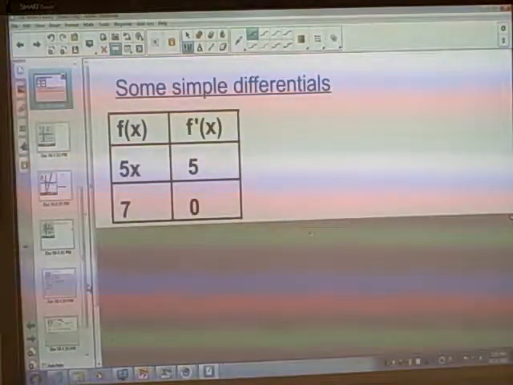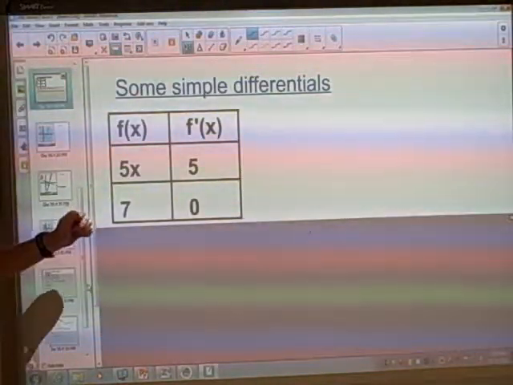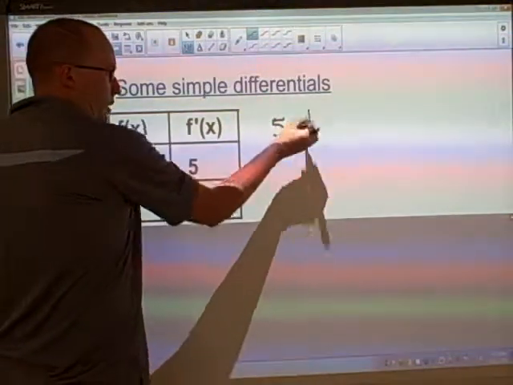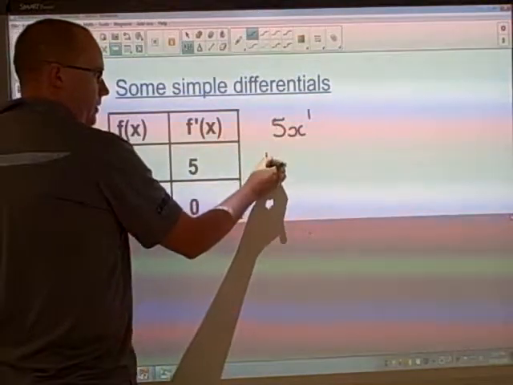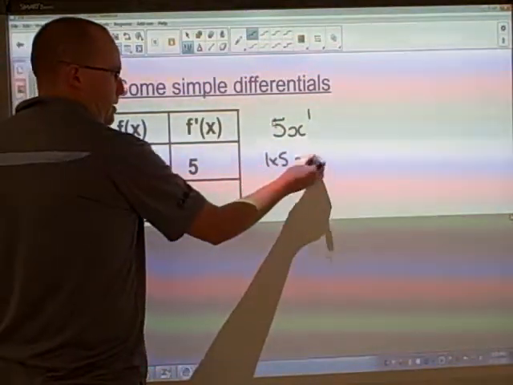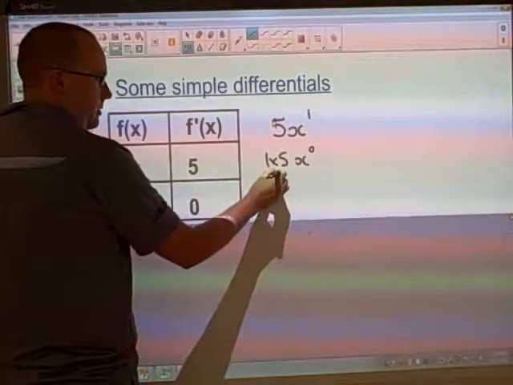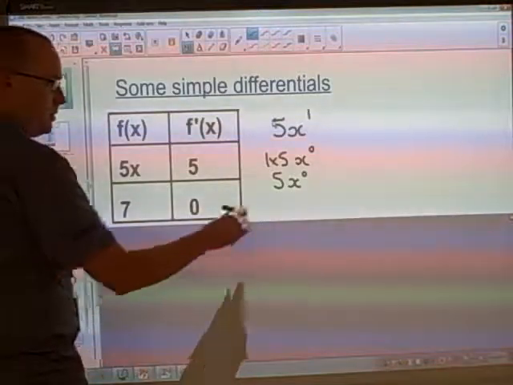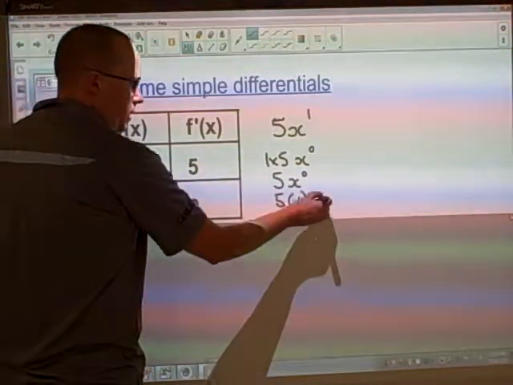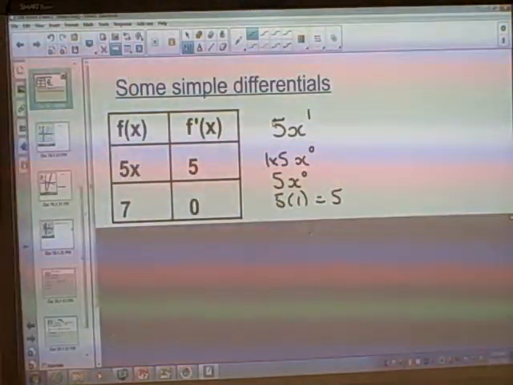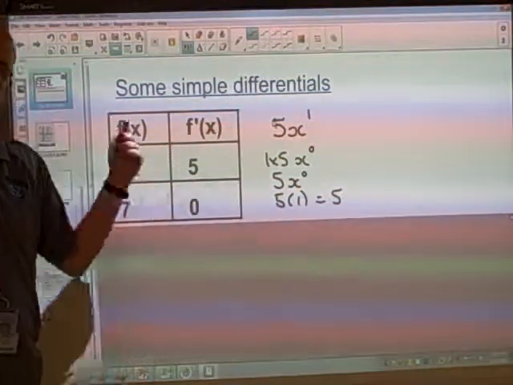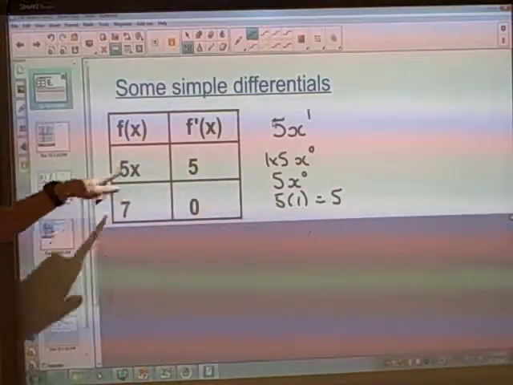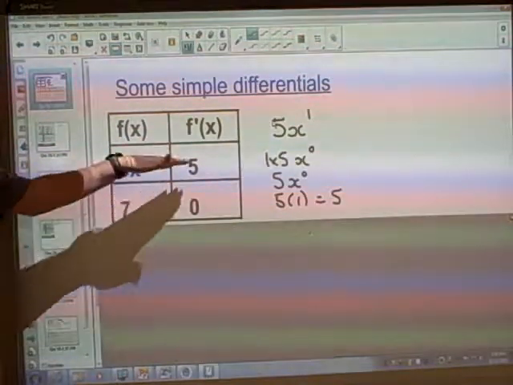Now there's also some very simple differentials we should be able to recognize as well. So if we've got 5x, in theory this is 5x to the power of 1. So when we differentiate, bring the power to the front and multiply, and then decrease the power by 1. So 1 times 5 is 5. X to the 0. Remember, anything to the power of 0 is just 1, so this is actually 5 times 1. So in other words, it's just 5. Now actually we didn't need to go to all that trouble because we knew this from our previous classes anyway. If I said what's the slope of 5x, it's just 5, it's just how many x's it is. So that rule still applies.